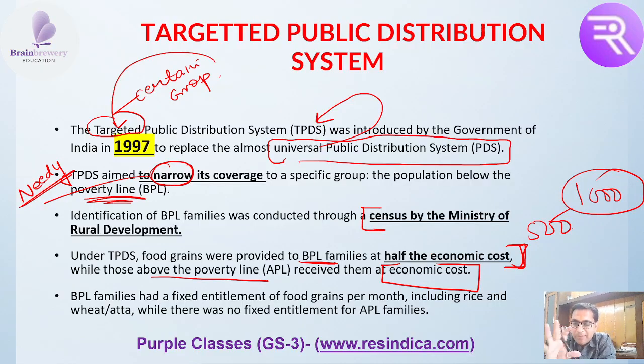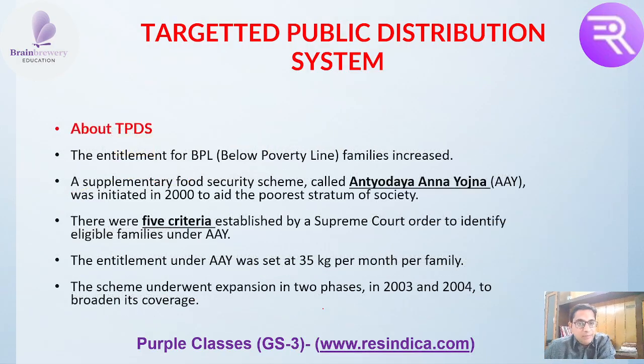So the BPL families have been targeted and they have been given the fixed entitlement per month. How much rice, how much wheat, okay? But there is no fixed entitlement for the above poverty line family. Okay? So there is a fixed entitlement for the BPL family, but there is no fixed entitlement for the above poverty line family. So this special focus is on the below poverty line.